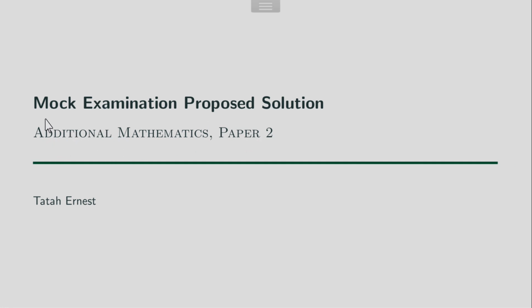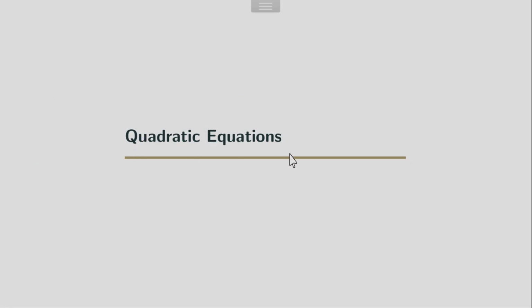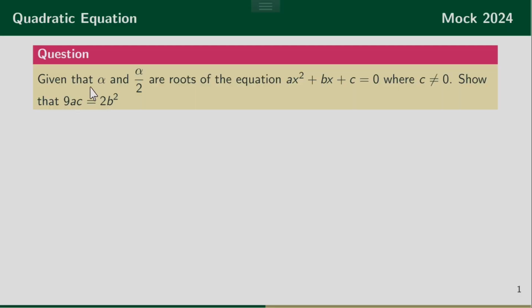The question is from a mock examination and it was sent to me by a number of students, and I thought it wise to present it in the form of a video so that it can help a good number of them. The question is on quadratic equations and it reads: given that alpha and alpha divided by 2 are roots of the equation ax squared plus bx plus c equal to 0, where c is different from 0, show that 9ac is equal to 2b squared.